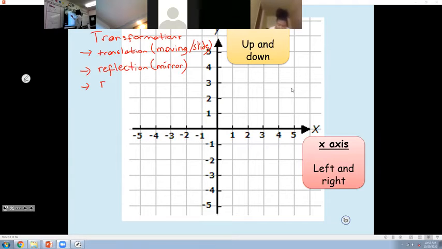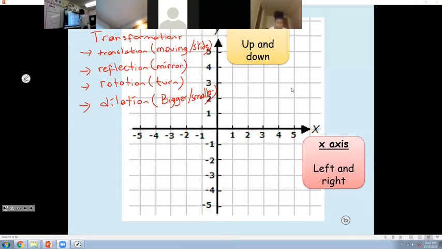Now, the next one is rotation, right? You can turn it. You will turn the shape. And then, how about the last one? Dilation. Bigger or smaller. You can make the shape bigger or smaller. All right. So this is what we are going to learn over the next 2 weeks. Today, we will be talking about the very first one, translation. The other 3 we will learn over the next 2 weeks.